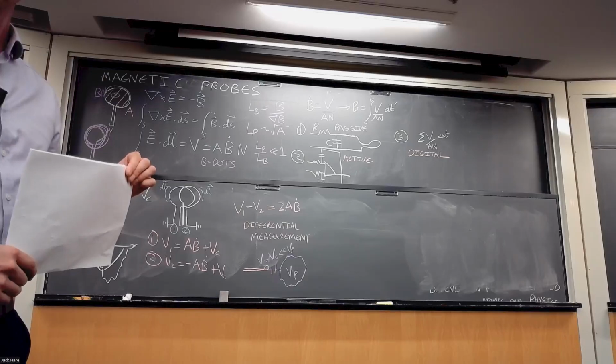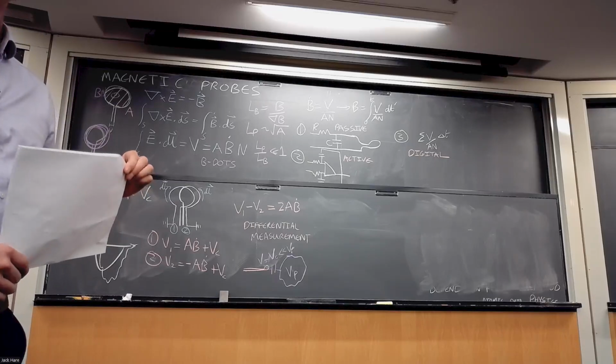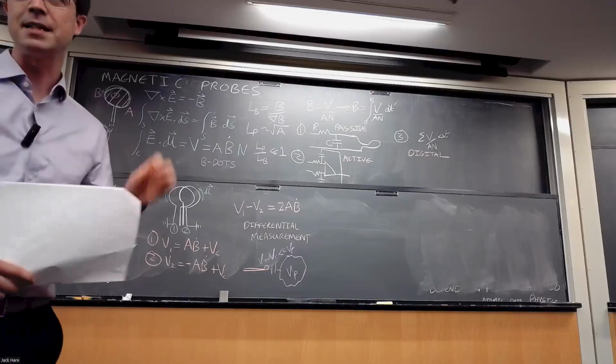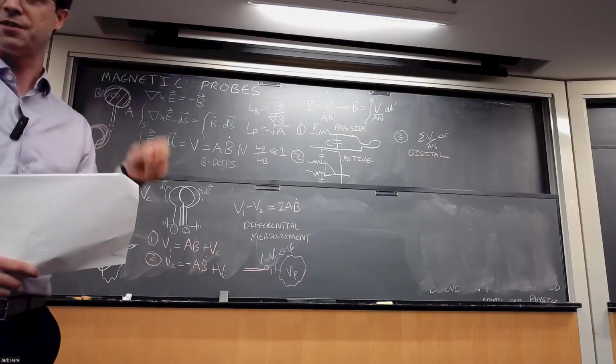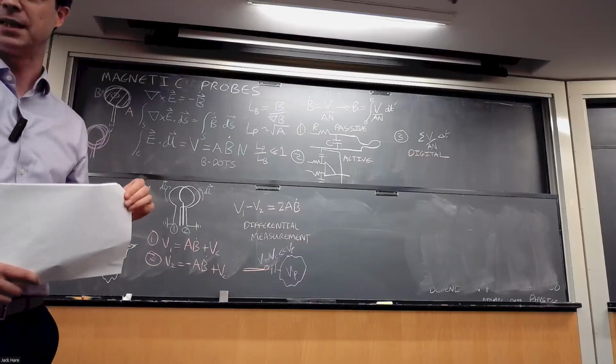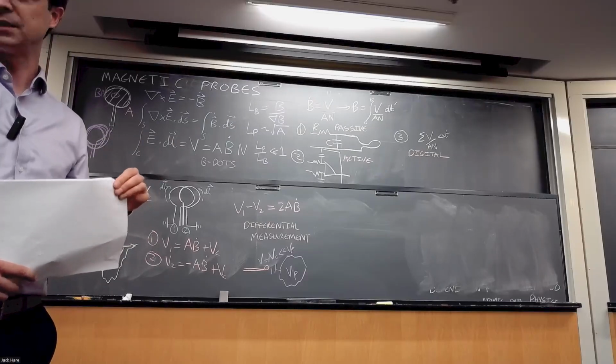So do you have to worry about inductive coupling between two oppositely wound B dot probes that are very closely spaced? Brief answer is you'd have to worry about that if the current flowing through the probes was sufficient to create a magnetic field that was comparable to the magnetic field you're trying to measure. Right. So in general, it's not.